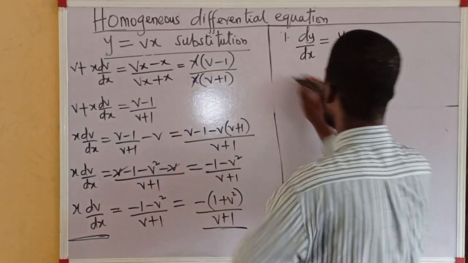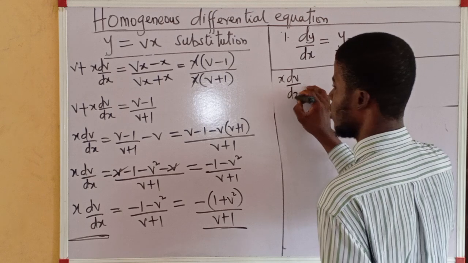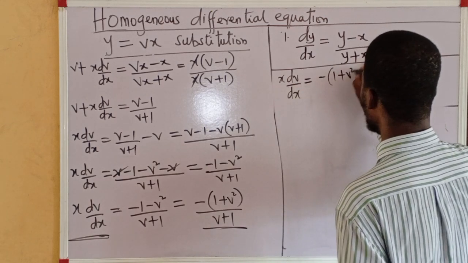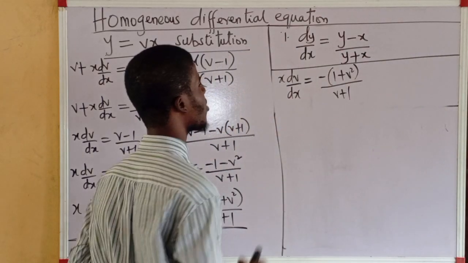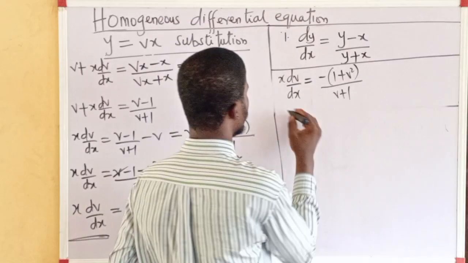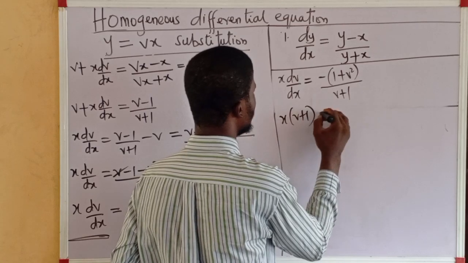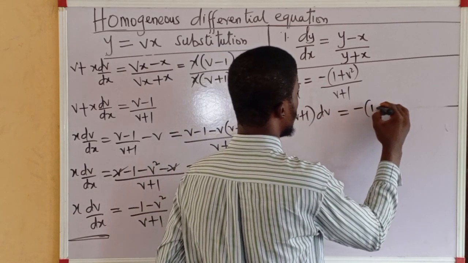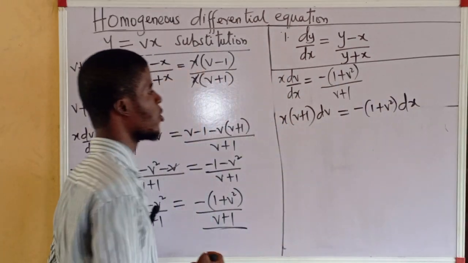So we now have x dv/dx equal to minus into (1 plus v squared), all divided by v plus 1. Alright, let's go ahead. I want to cross multiply. Remember, we are trying to separate the variables. So we'll be having x into (v plus 1) dv equal to minus (1 plus v squared) dx. This is what we obtain by cross multiplying.